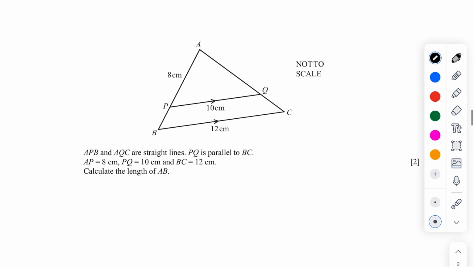Question number 10. APB and AQC are straight lines. PQ is parallel to BC. AP is 8 and PQ is 10, and BC equals 12. Calculate the length of AB.